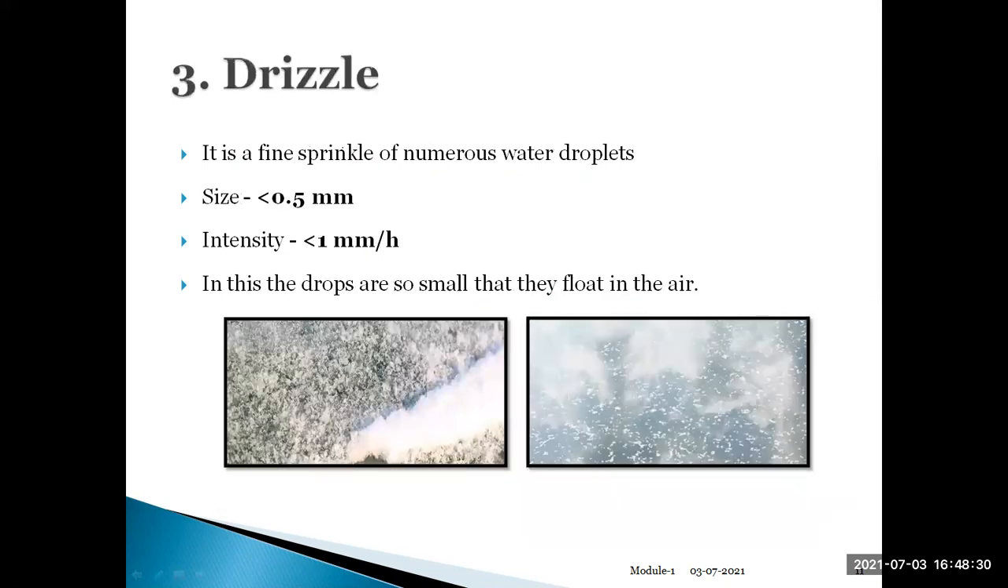The next form of precipitation is drizzle. Drizzle is nothing but the fine sprinkle of numerous water droplets. You can see here, it is like a sprinkle, a small grain-like structure. Here the size of the drizzle will be less than 0.5 mm, and the intensity will be less than 1 mm per hour. The drops are so small that they float in the air. Even in the air, this drizzle will be floating, because the size is that much smaller.